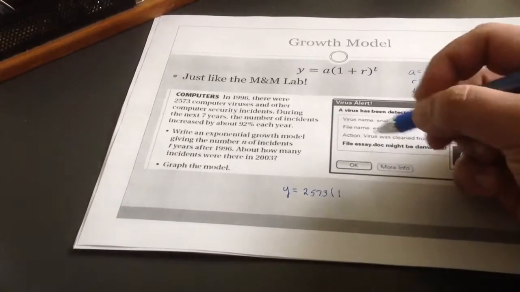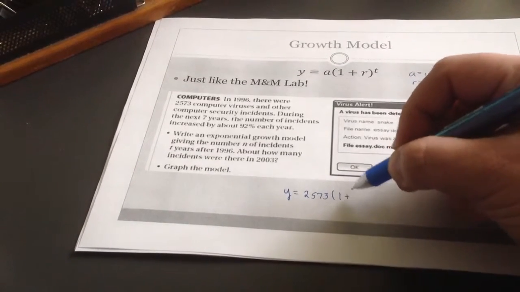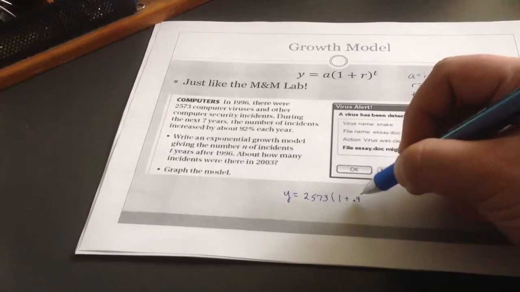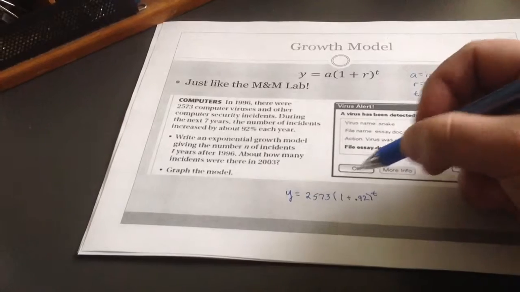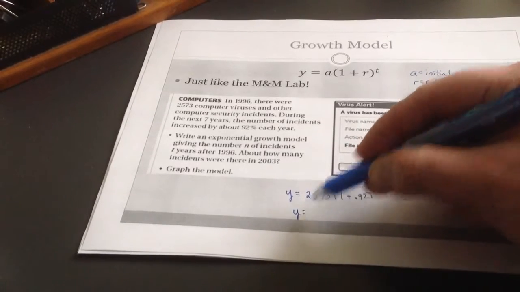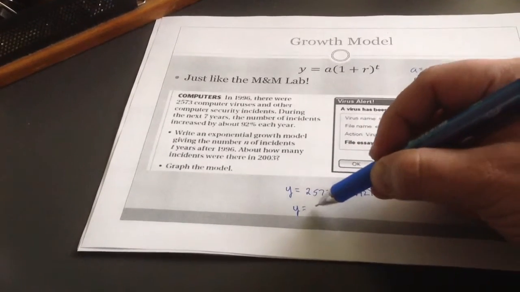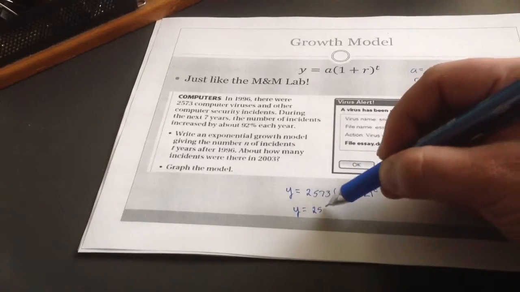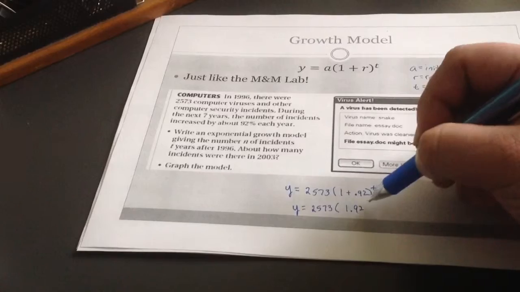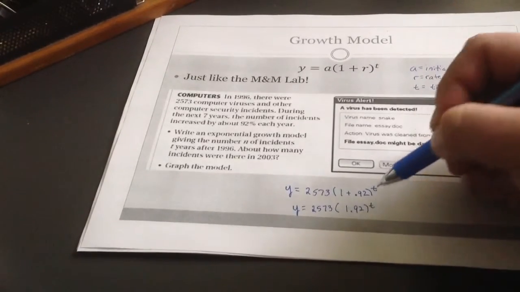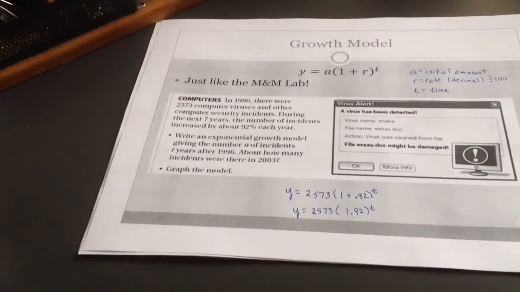Our rate is the percent. So if you divide that by 100, 92% is 0.92. And we leave t the way it is. Now what we'll see is simplifying that base as one number for the base. So 1.92. You just add it to 1. And we have our model.